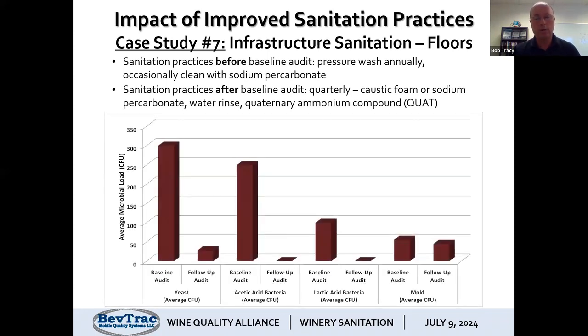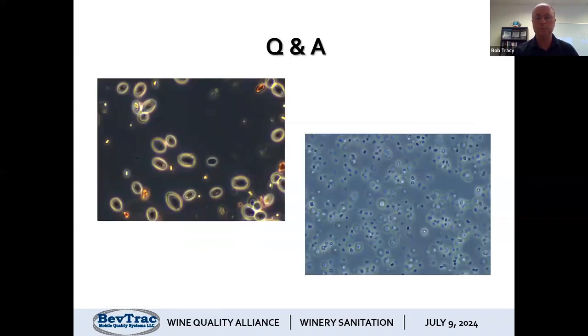And you can see on the floors, the average microbial load was quite high for the yeast, acetic acid bacteria, and lactic acid bacteria at the baseline audit. And then when they implemented the improved sanitation practices, the microbial loads dramatically decreased in all categories. And that's it.